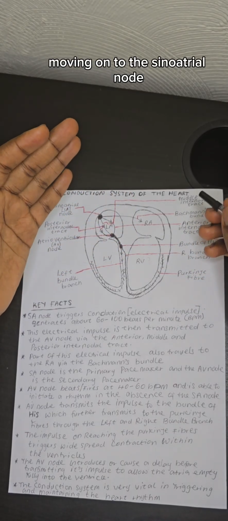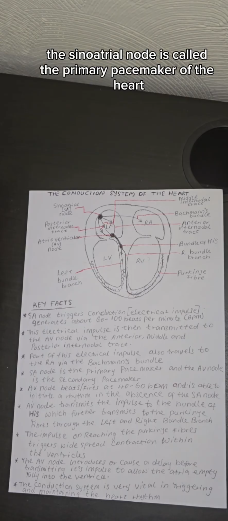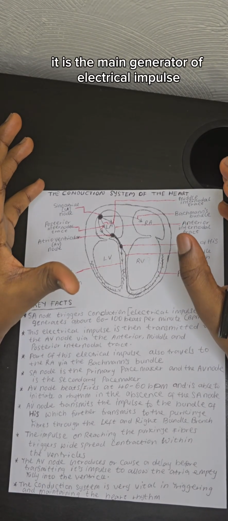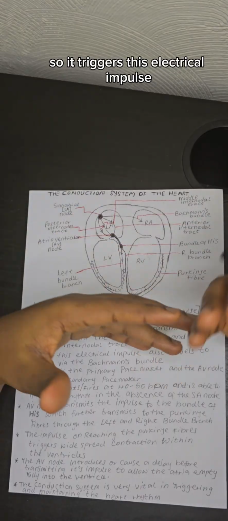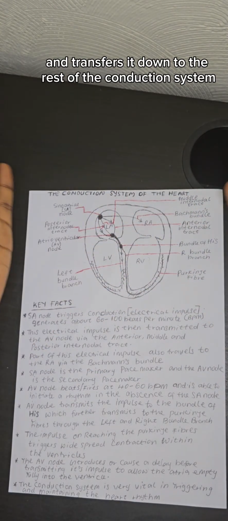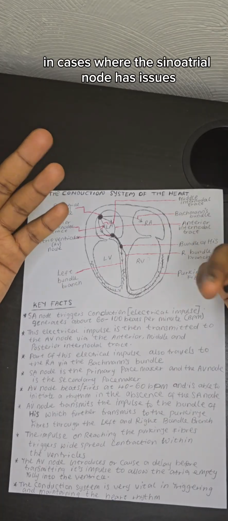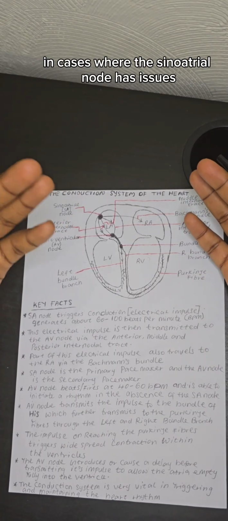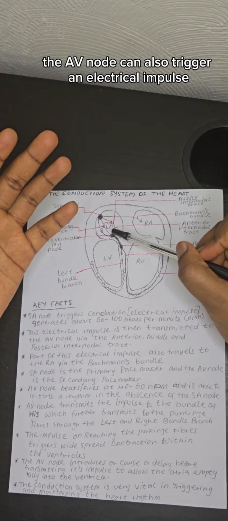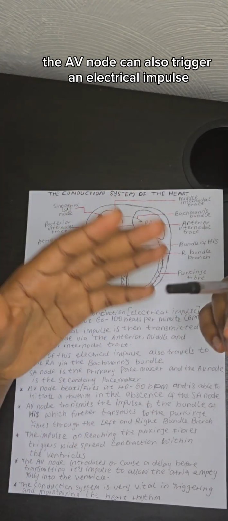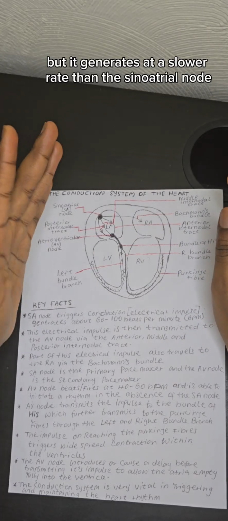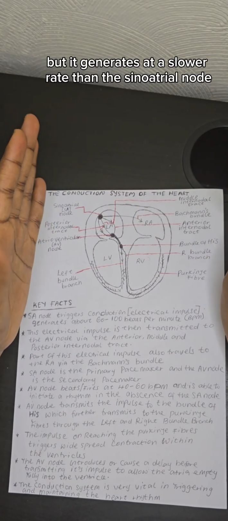Moving on to the sinoatrial node. The sinoatrial node is called the primary pacemaker of the heart. It is the main generator of electrical impulse. So it triggers this electrical impulse and transfers it down to the rest of the conduction system. In cases where the sinoatrial node has issues and is not able to trigger an electrical impulse, the AV node can also trigger an electrical impulse, but it generates at a slower rate than the sinoatrial node.